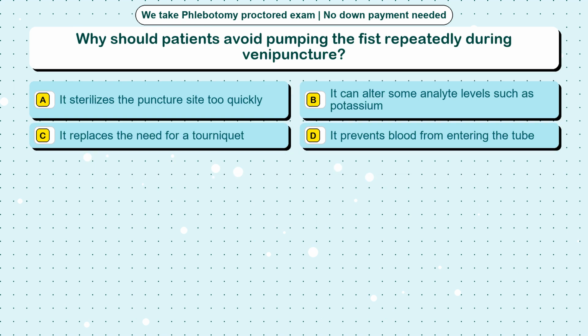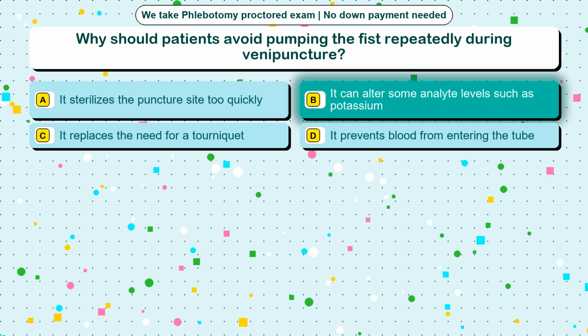Question 14. Why should patients avoid pumping the fist repeatedly during venipuncture? Option A. It sterilizes the puncture site too quickly. Option B. It can alter some analyte levels such as potassium. Option C. It replaces the need for a tourniquet. Option D. It prevents blood from entering the tube.